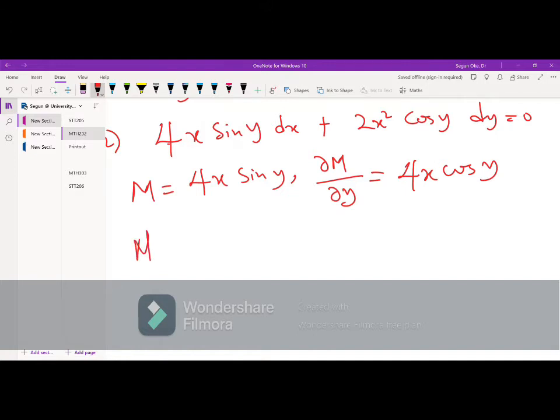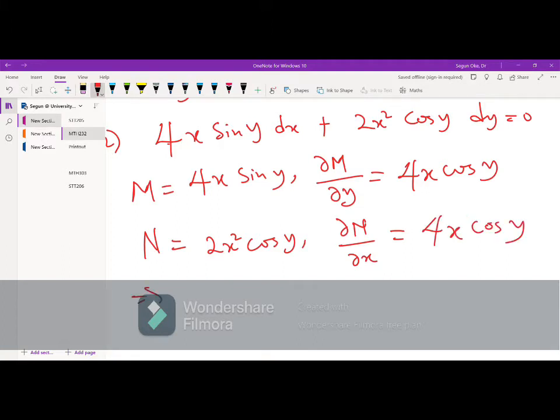Now let's look at the N. Our N equation is what in this case? 2x squared cos y. The N with respect to what? The x. So when you differentiate x in this case, you hold cos y constant. What do you have? 4x cos y. You can see that the two partial derivatives are the same. ∂M/∂y equals ∂N/∂x, which is exact.